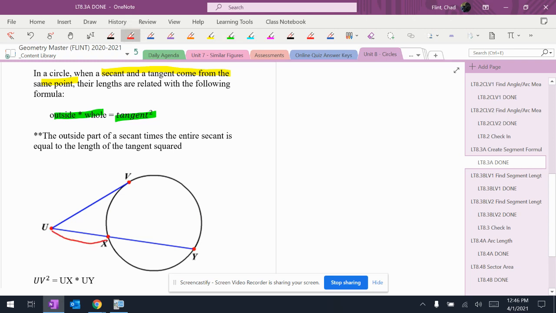So the outside would be UX, the whole would be UY, and then the tangent is just UV. So you'll end up with UV squared equals UX times UY. And again, if you don't know these rules, you will get every one of these segment questions wrong, because none of them are equal to each other in the situations that we're talking about in this particular file.